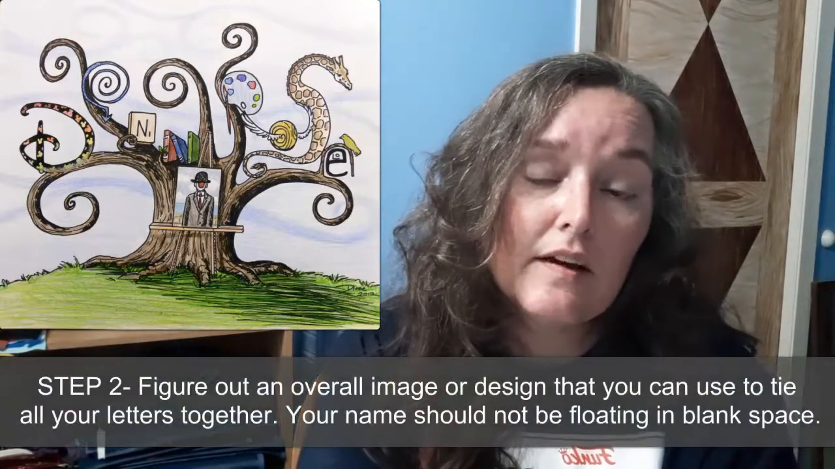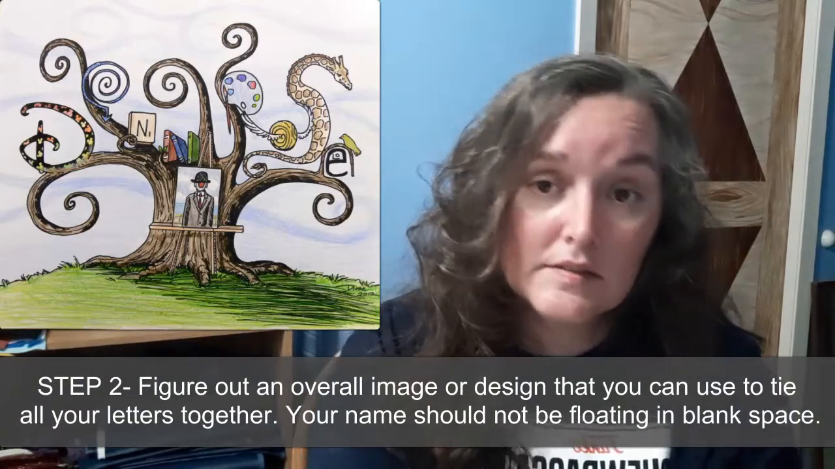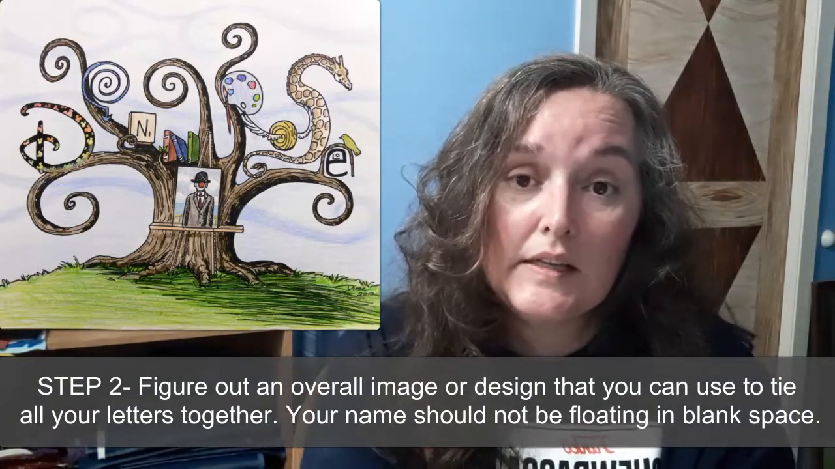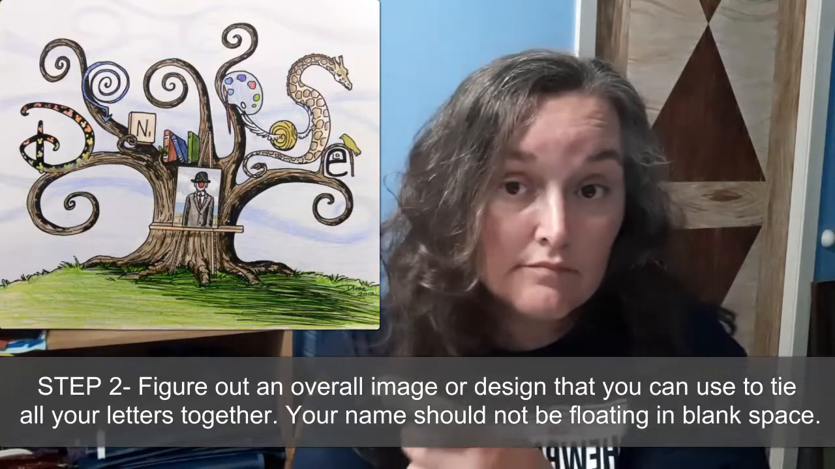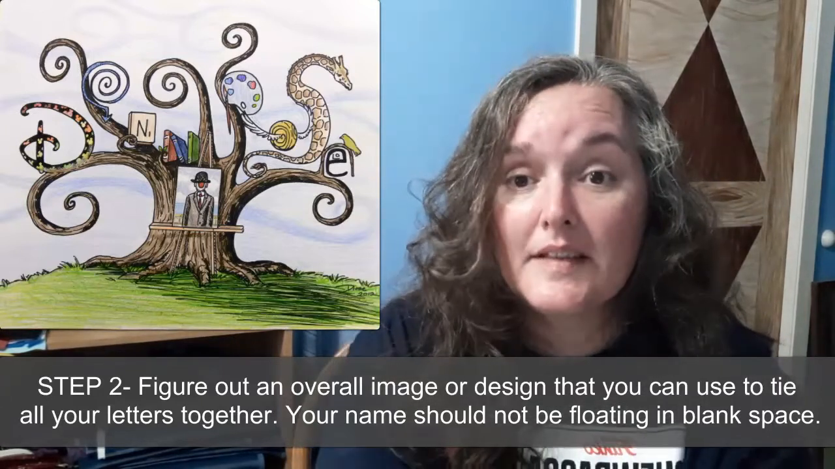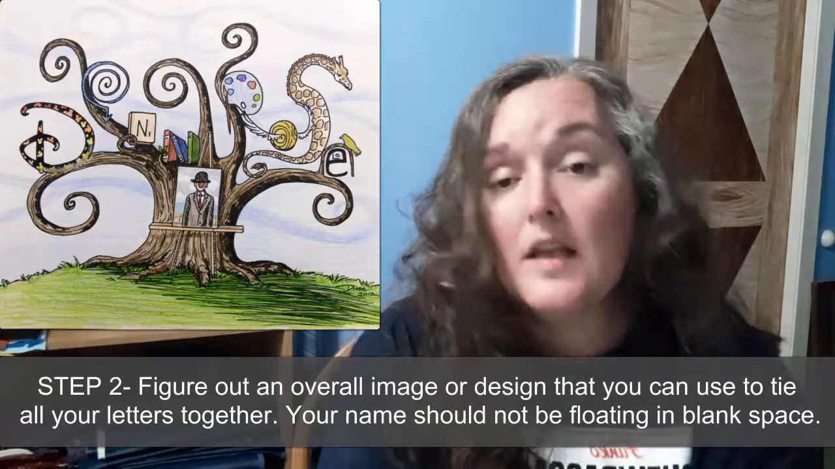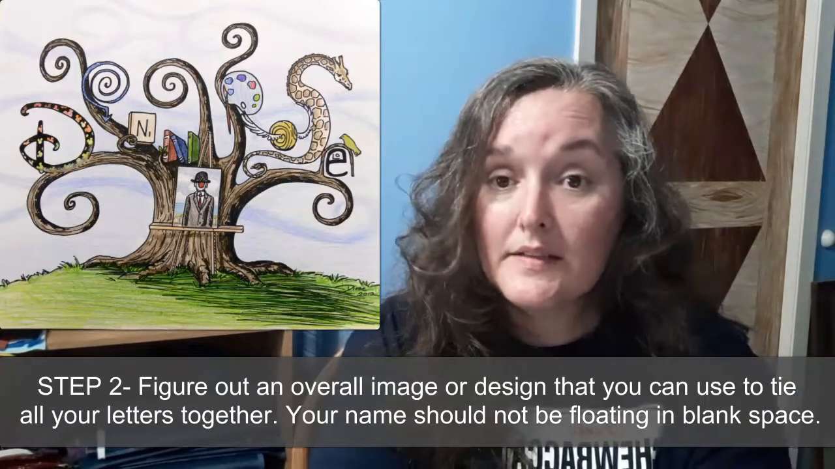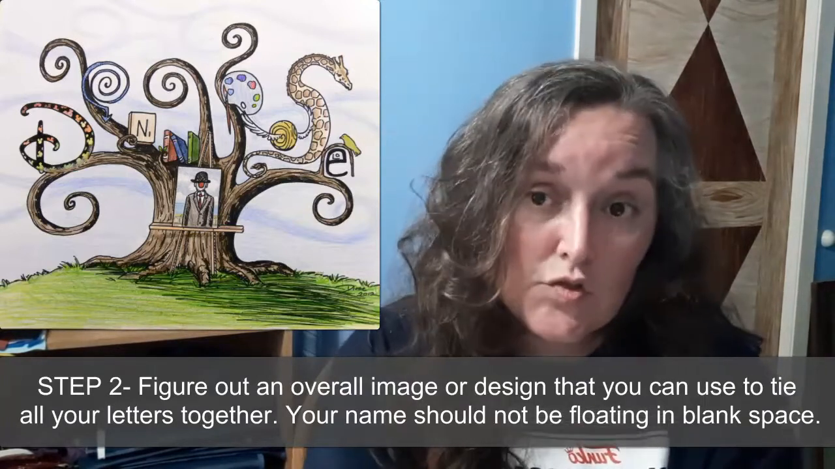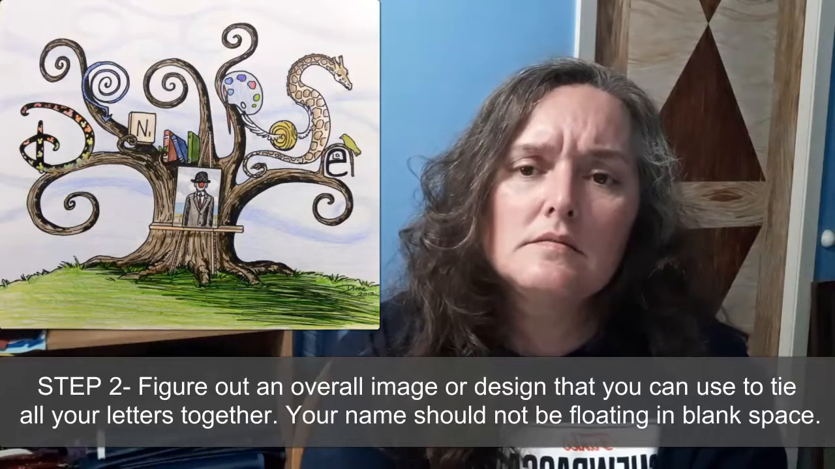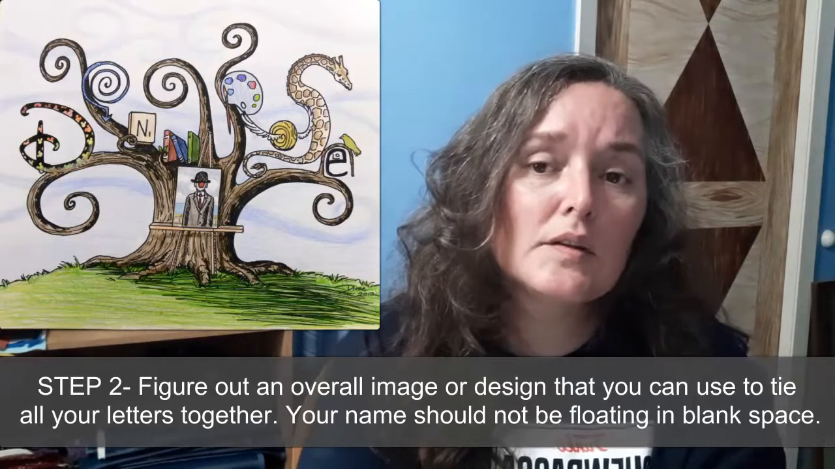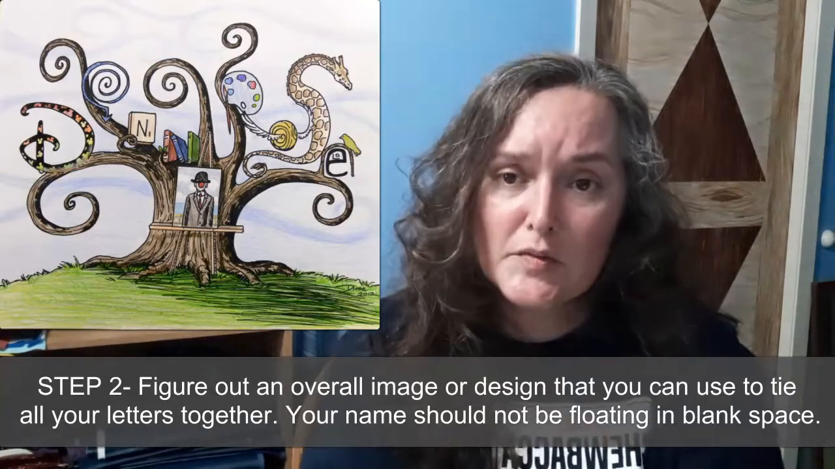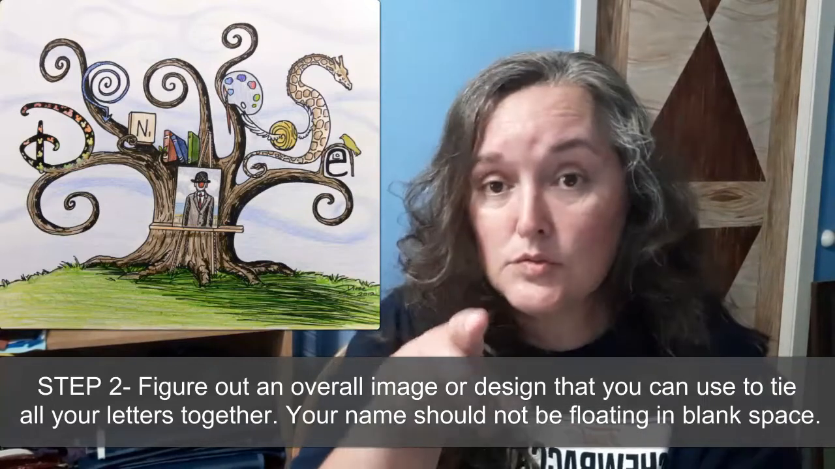Now, once you've figured out all the different letters, then I want you to figure out a way that you can tie them all together. I put mine all in a swirly tree because that's one of the things that I like to draw as well, is swirly trees. I like the concept of them. I like the look of them. So I draw them all the time. So I decided to put my letters in a swirly tree. What would represent you? What could tie your letters all together to create an overall picture of who you are?